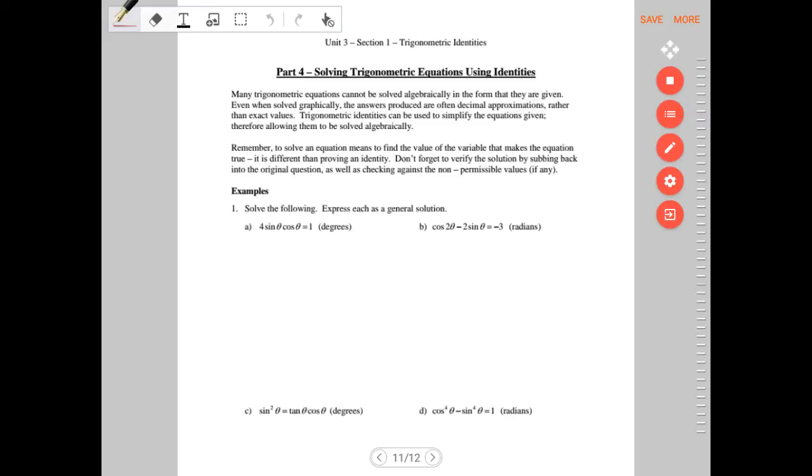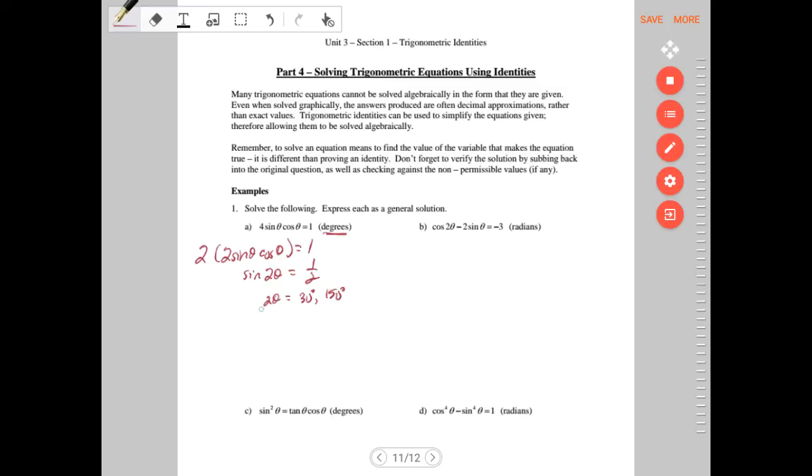4 sine theta cos theta equals 1. Now, 4 sine theta cos theta really looks like a double angle identity, so that's the same as 2 times 2 sine theta cos theta equals 1. I can divide out the 2, and I can change the 2 sine theta cos theta into sine 2 theta equals 1/2. Now, when does sine equal a half? It equals a half at 30 degrees, because our answer is supposed to be in degrees, and also at 150 degrees, because in quadrants 1 and 2, sine is positive.